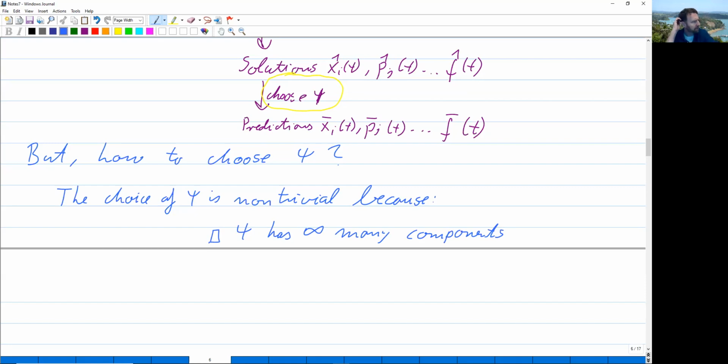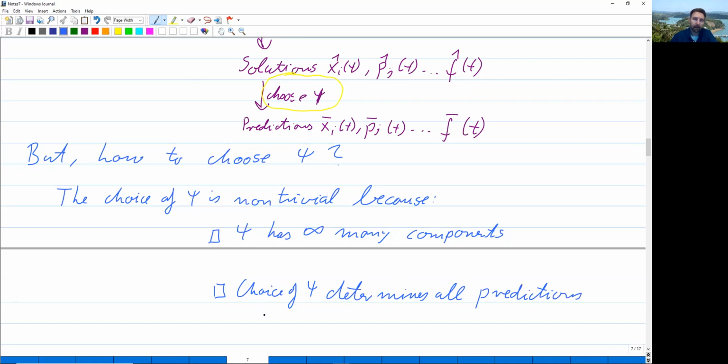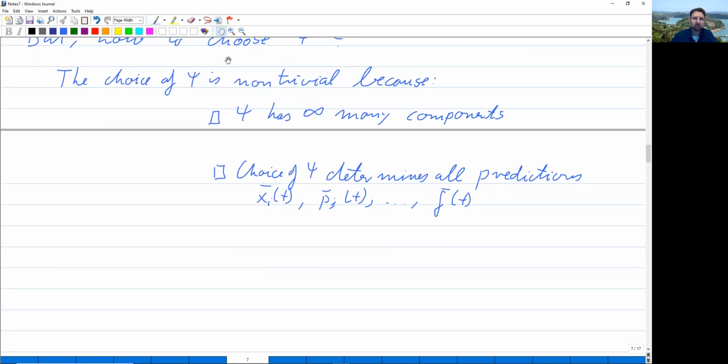That looks like bad news because it means we have to make an infinite amount of choices just to be able to make a prediction here. And secondly, the choice of psi matters. The choice of psi influences, in fact determines, no, I should really say determines because that's what it is, it's much stronger. The choice of psi determines all predictions, from x bar of t to p bar of t, all of the f bar of t. The psi is, in the calculation of these scalars, super importantly, totally determined by what we choose for psi.